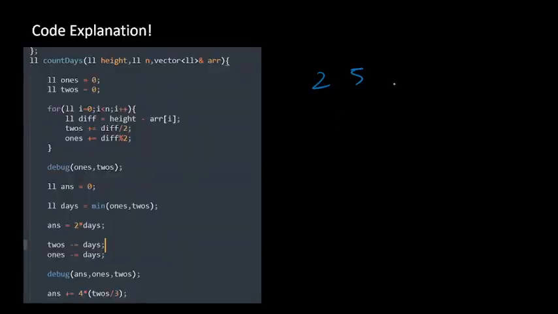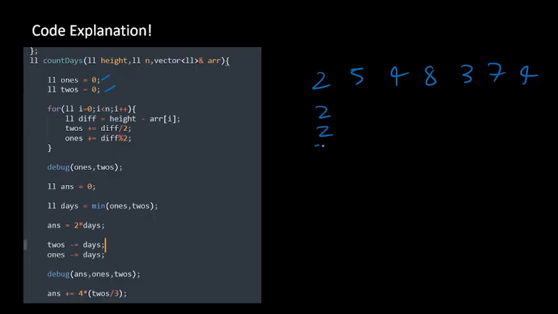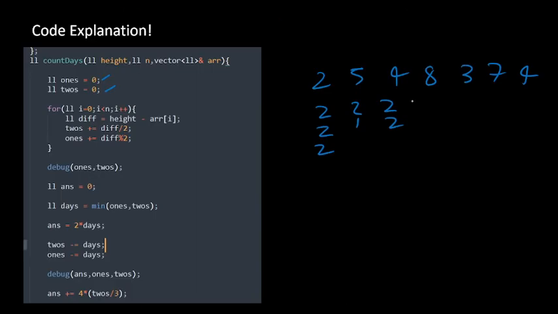2548374. Looking at the code, ones and twos, as I said in the previous part, this is how I'm counting that. If I just write this down quickly, 222, 21, 22, double two, then 221 122. Okay, so I'm counting the difference.